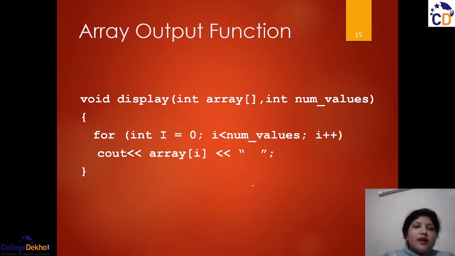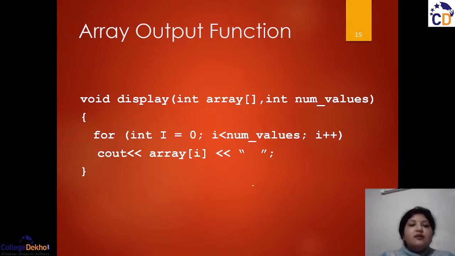So we usually have a function. We will be doing the functions also in different programming languages, right? A function is to perform a specific task. Suppose void is the return type, display is the function name to display the data on the screen. Then we have two arguments, one is the array and the second is the number of values.